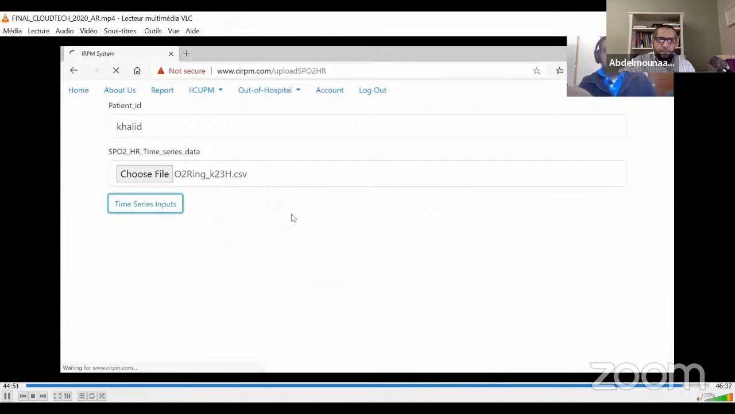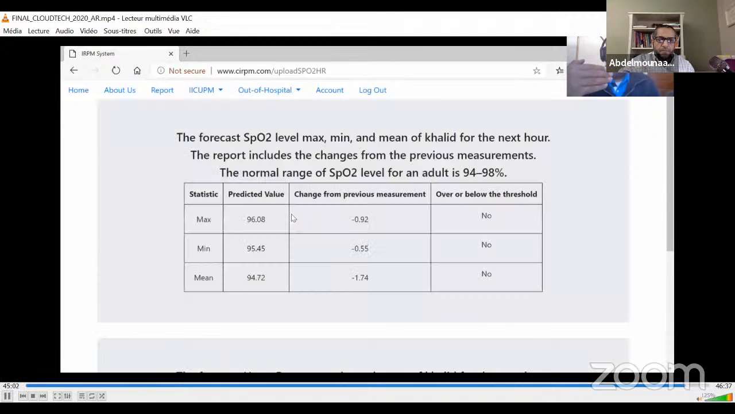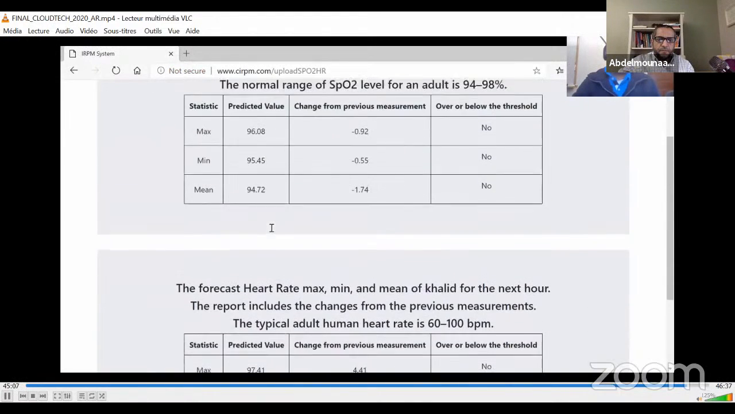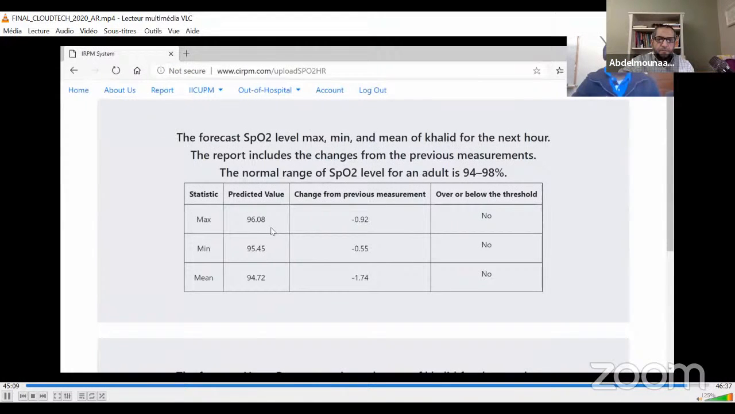What's the idea here? The idea is I'm going to detect the mean, the max, and the median of SpO2 and heart rate for the next hours. Okay. And based on our reference, the normal oxygen level is between 94 and 98.